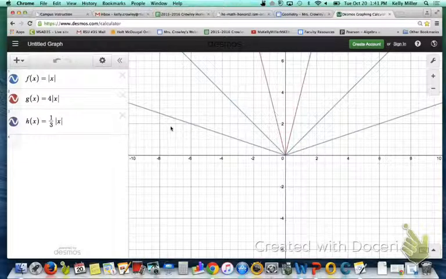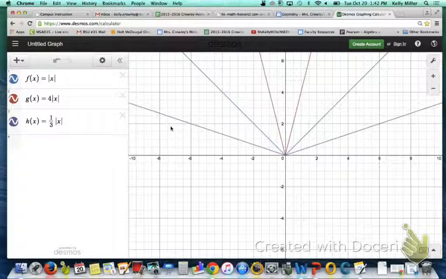If your a is between 0 and 1, making it a fraction, it's going to be a vertical compression. Okay. So, vertical stretches, vertical compressions.